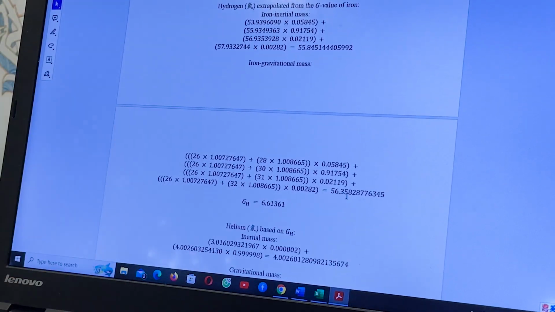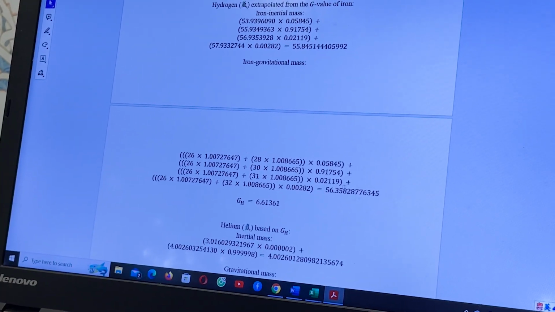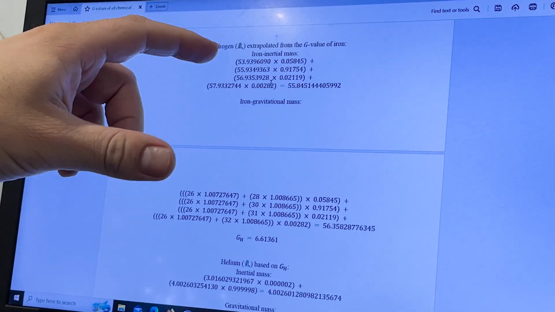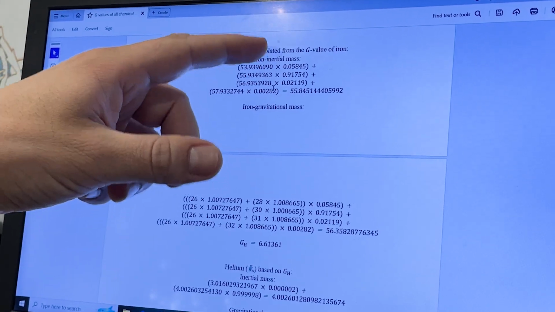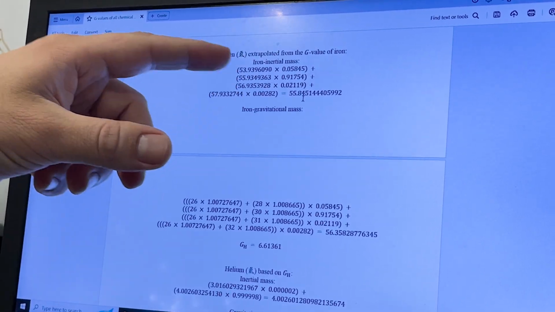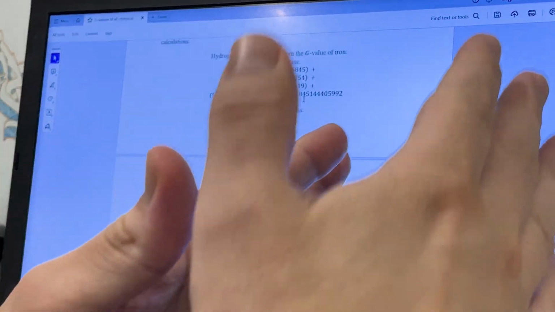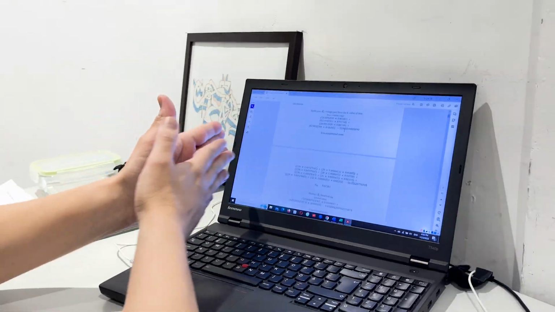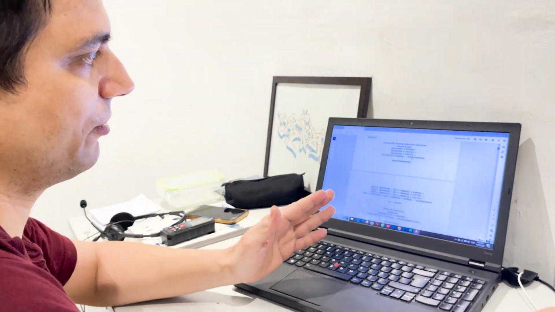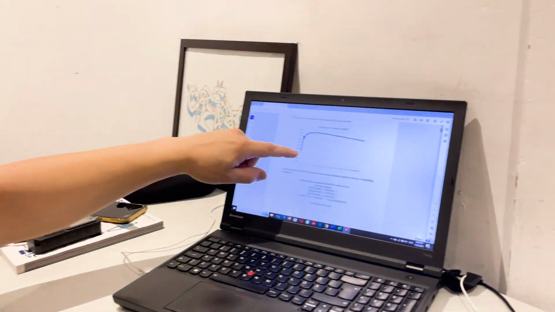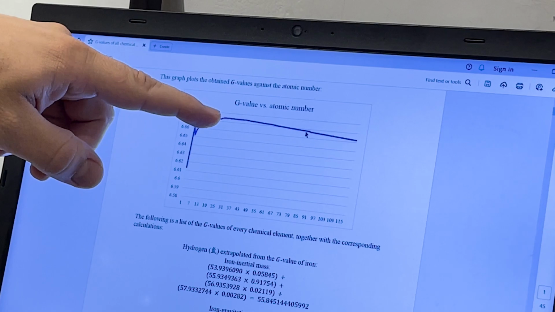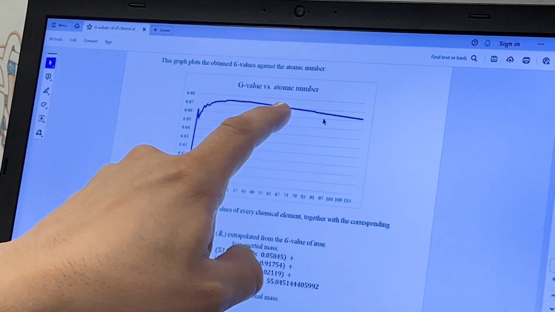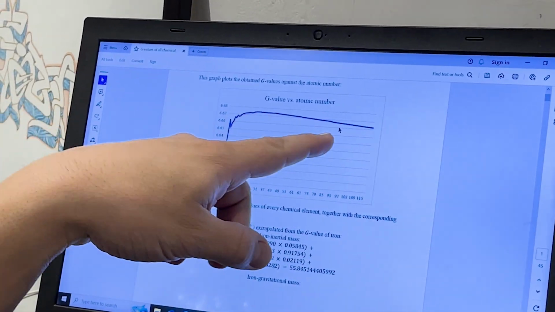So you get here 56 point something and here 55 point. So this is hydrogen, but here we see things about iron. That's because we have to calculate out all the binding energy from iron to get down to hydrogen. You see hydrogen is here very low, and this is iron here at the top. So everything that is heavier than iron, the gravitational constant drops down again.